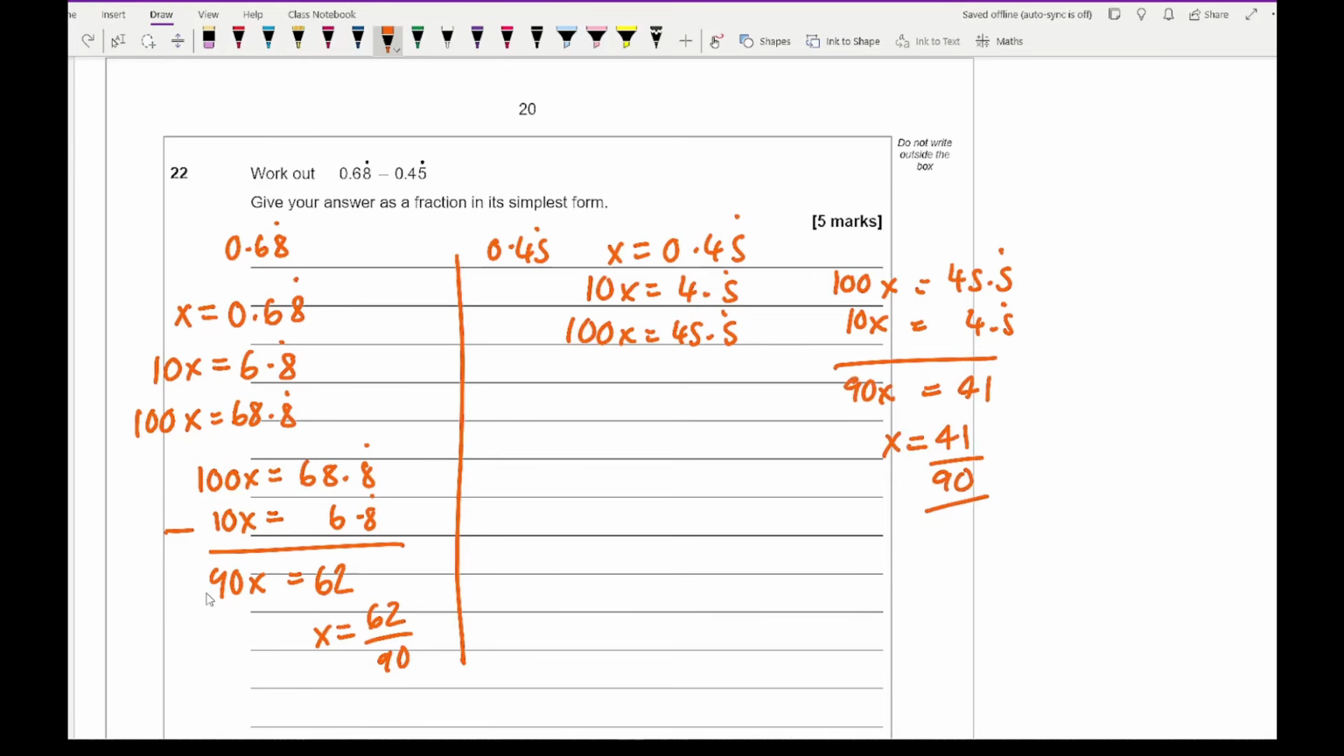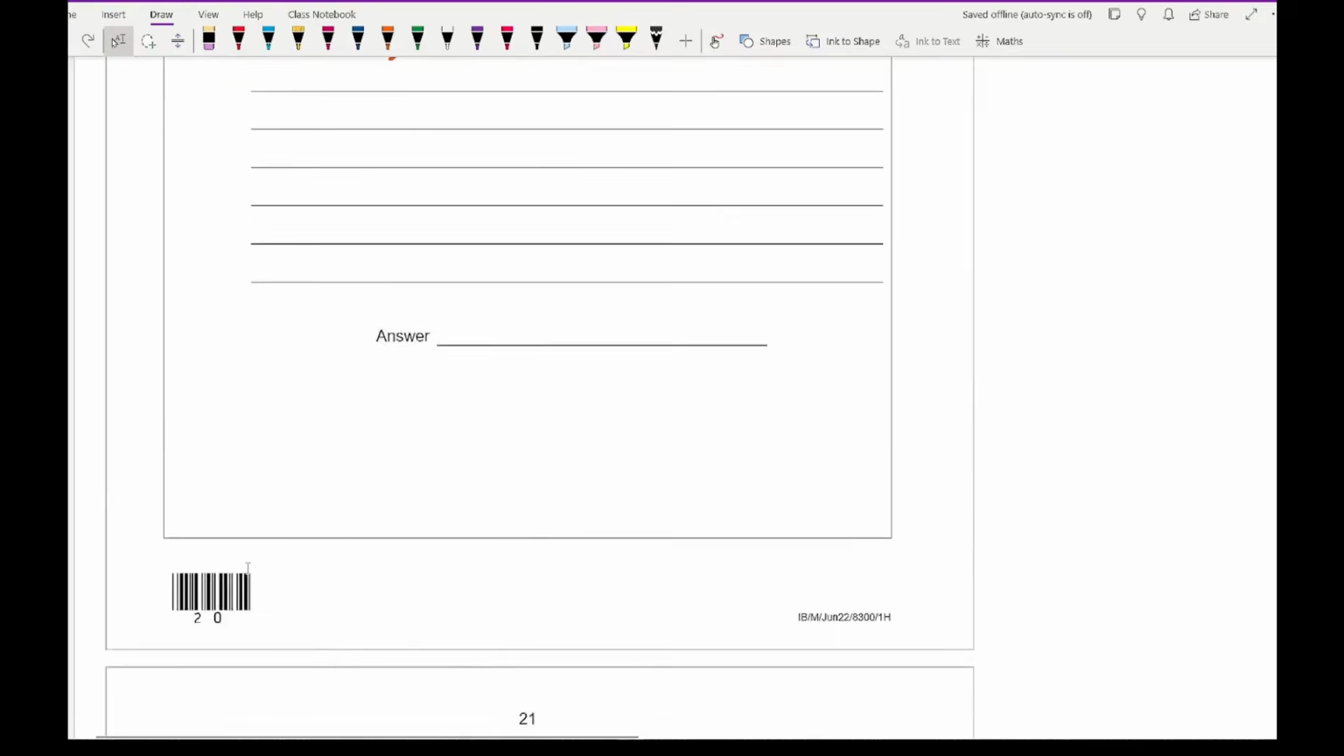Now I purposely didn't simplify at that stage because now I can substitute into this. So 0.68 recurring minus 0.45 recurring is 62 over 90 minus 41 over 90. Take the two things away, so I get 21 over 90. I can then divide by 3, so it gives me 7 over 30, and that can't be simplified further, so there is my final answer.